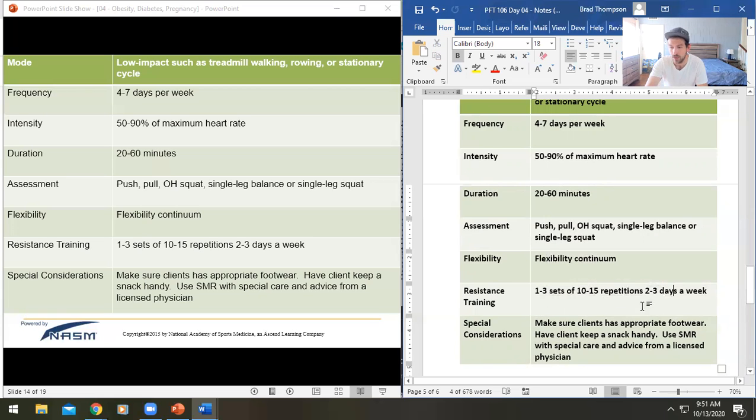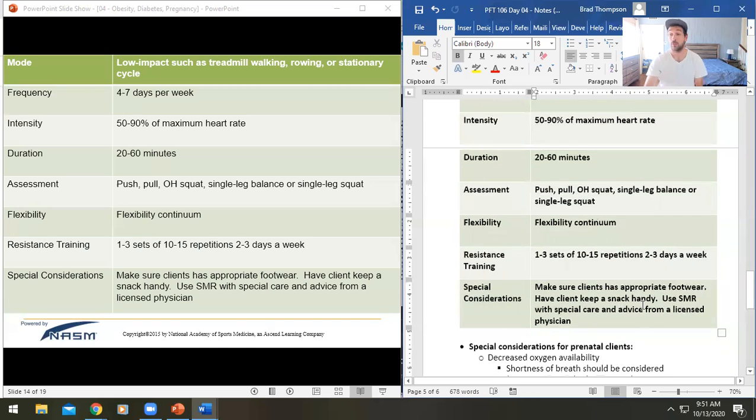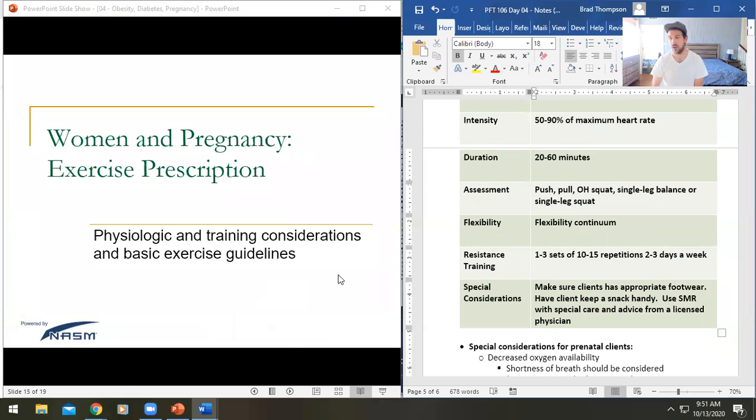kind of the same as obesity, right? Make sure your client has appropriate footwear. We've already talked about that. And then also make sure you have a snack handy. I've definitely had clients who are diabetics and out of nowhere, the blood sugar will just fall through the floor. And all of a sudden they'll feel like they're going to pass out. And it's like, hey, your blood sugar was good when you walked in. And they're like, yeah, I don't know what's going on. So just make sure you can go get something from the juice bar, a smoothie or a banana.